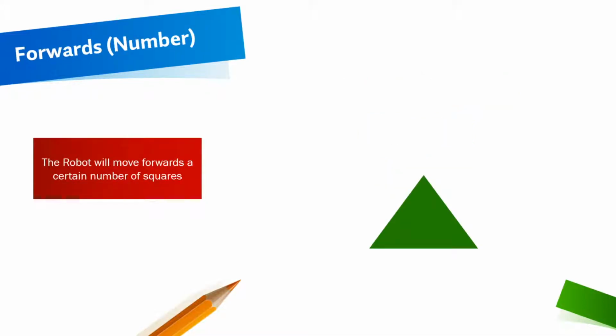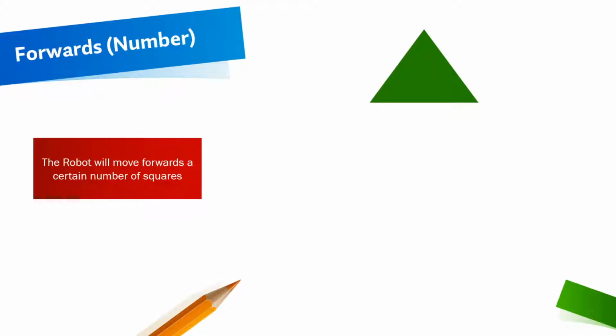So, this is how the forwards works. You say forwards and a number. And the number is how many squares you want the robot to move forwards. So if you say forwards 3, it will go forwards 3 squares. A bit like this.